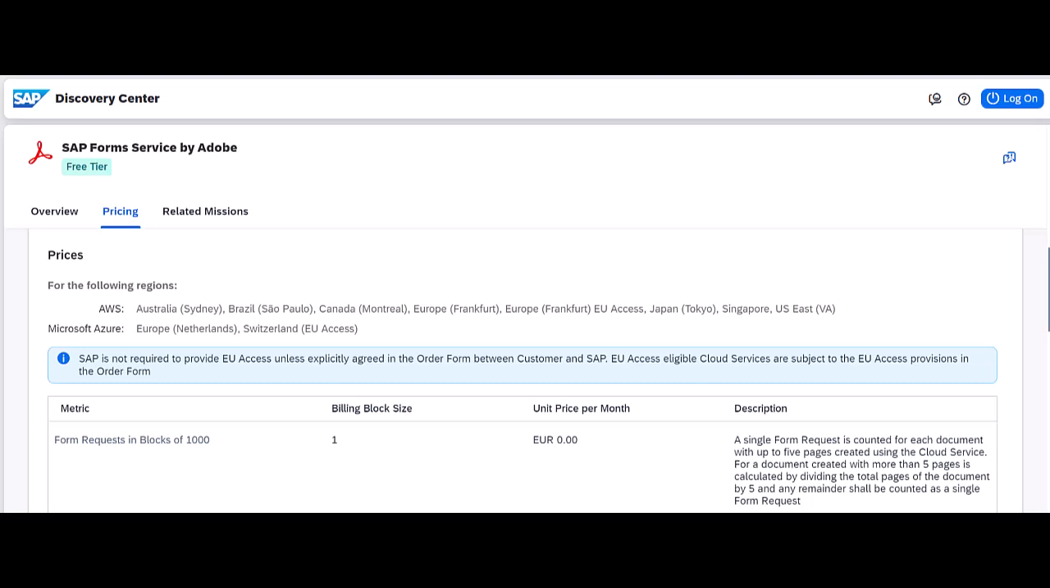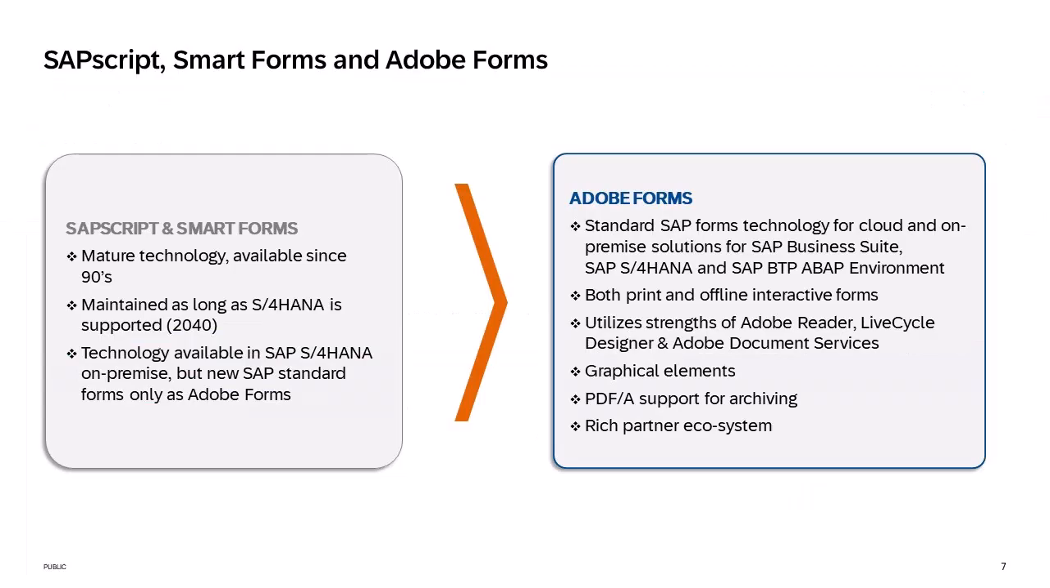There are always rumours about SAPscript and SmartForms. What are the facts of the matter? SAPscript and SmartForms will be supported until 2040 because S/4HANA is also supported until 2040.